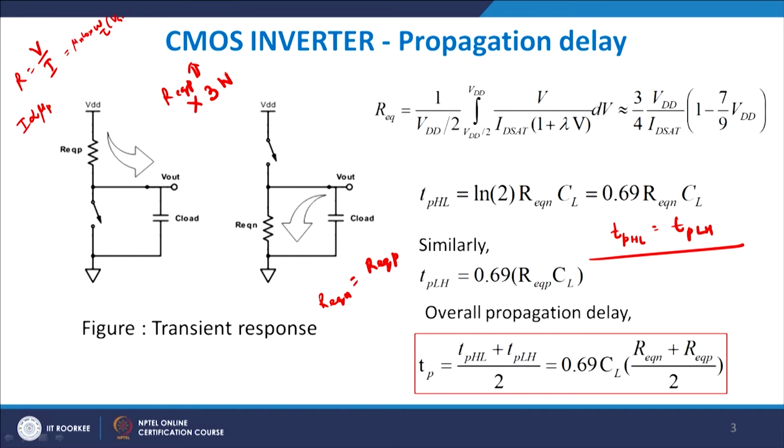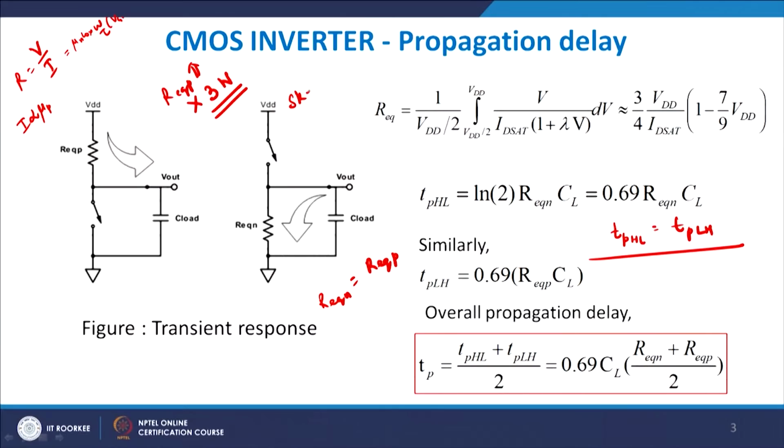If you make the width of the PMOS 3 times larger, then the area becomes large and the resistance falls to 1/3 of its value, to the same value as NMOS. So, therefore, if you want TPHL to be equal to TPLH, you simply have to make the PMOS width approximately 3 times larger as compared to NMOS, and you automatically get TPHL equal to TPLH. This is also known as a skewed transistor, skewed transistor.